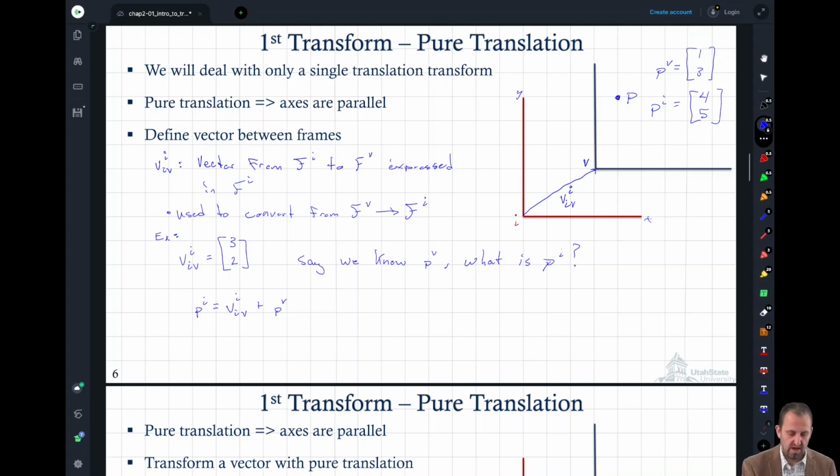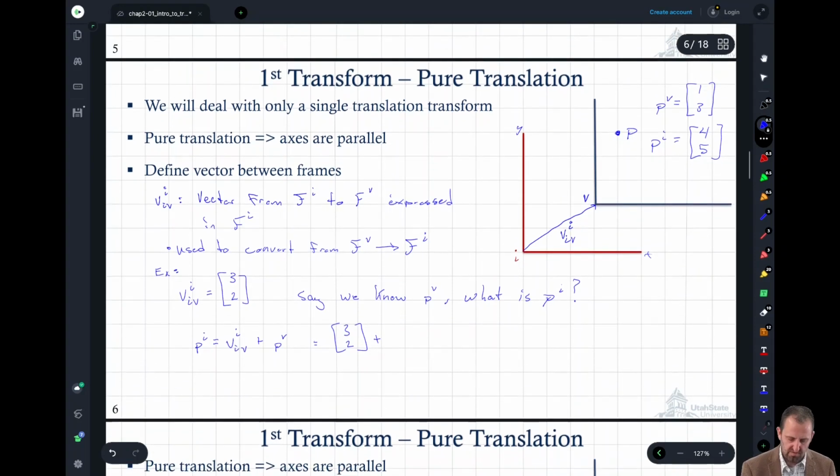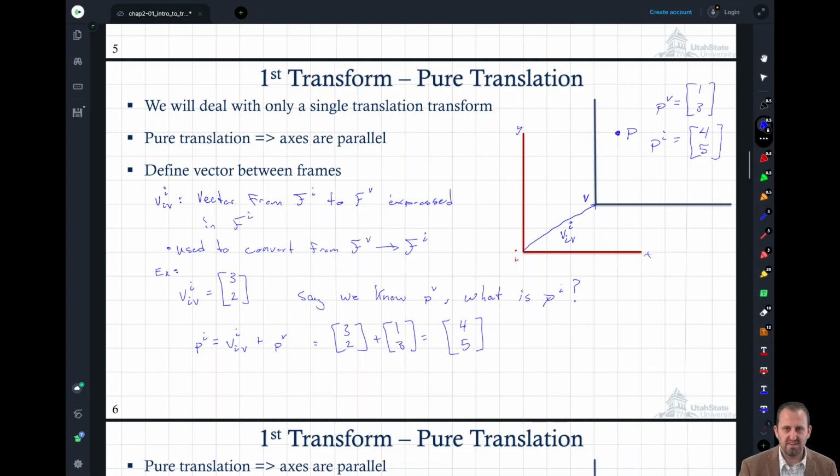So we've not done any rotations. Translations are quite nice. So again, if we take a look at our example, let's double check to make sure it works. All right, so we have our 3 and our 2. We're going to add it to P_V, which was equal to 1, 3. We end up getting a 4, 5, which thankfully was the initial result.